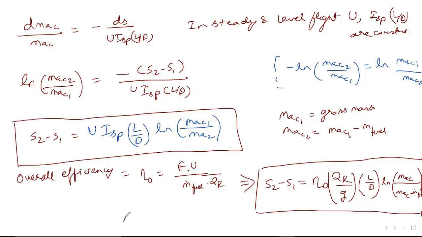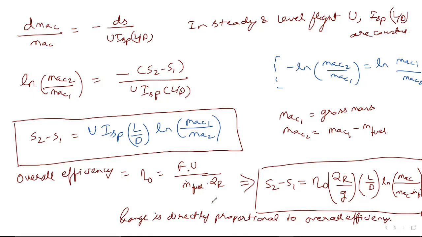Okay, so here we can say that range is directly proportional to overall efficiency. And here also you can say that range is directly proportional to specific impulse. If specific impulse is high, then range is high. If specific impulse is low, then range is low. Okay, so these are some MCQ, MSQ type of questions.